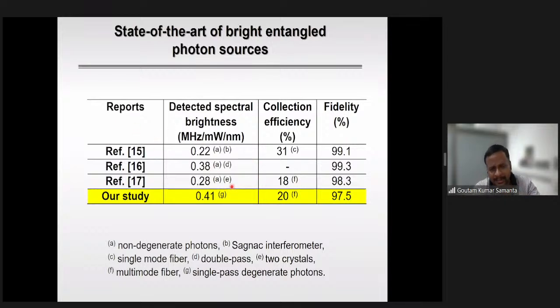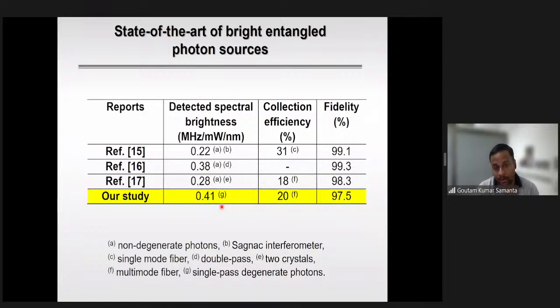So then I have reviewed some of the state of the art, what people have reported, and you can see our source basically gives the highest brightness to date, because we are using the optimum parameters one can explore to get these kinds of sources. So beyond this number you cannot really go. That is what I believe.